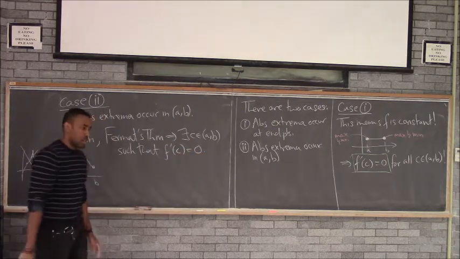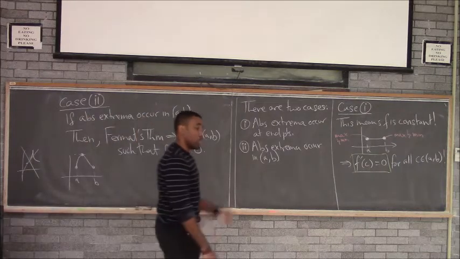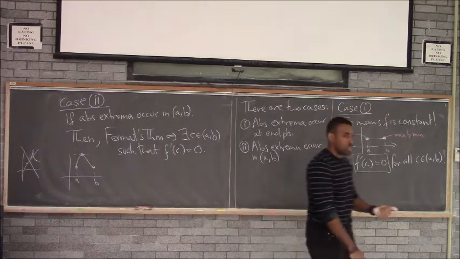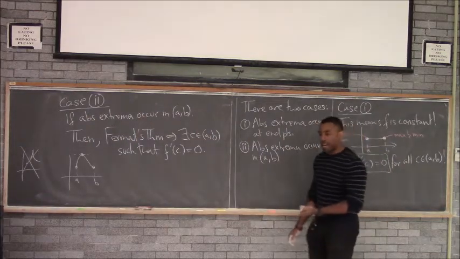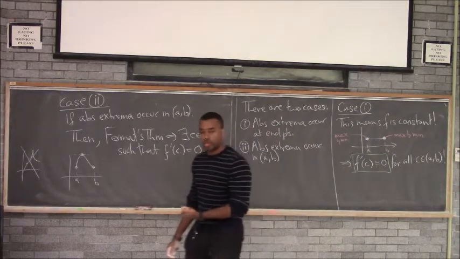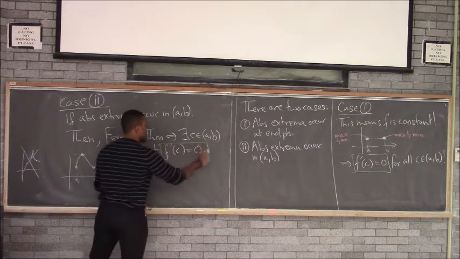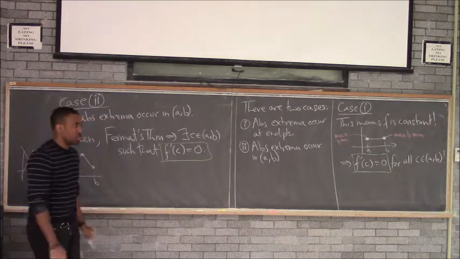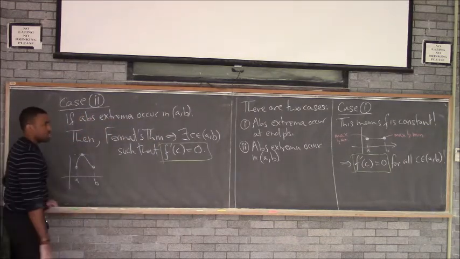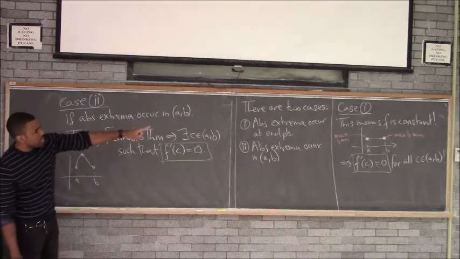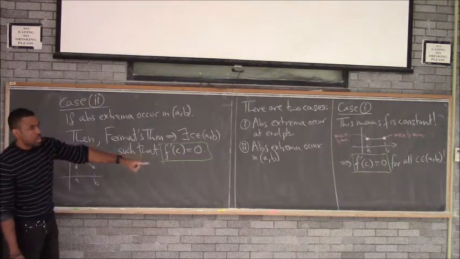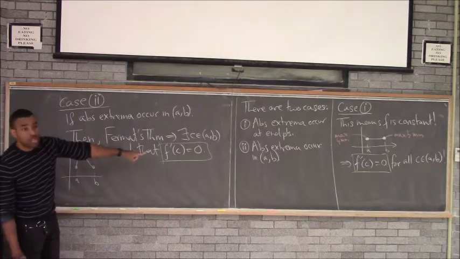Fermat's theorem tells us if the derivative exists, which is condition 2, it definitely does exist, and you are max or min there, the derivative must be 0. So then I get f prime is going to be 0. So in all cases, whether the absolute extrema occur at the endpoints or in the middle, I will be able to find points where the derivative is 0.